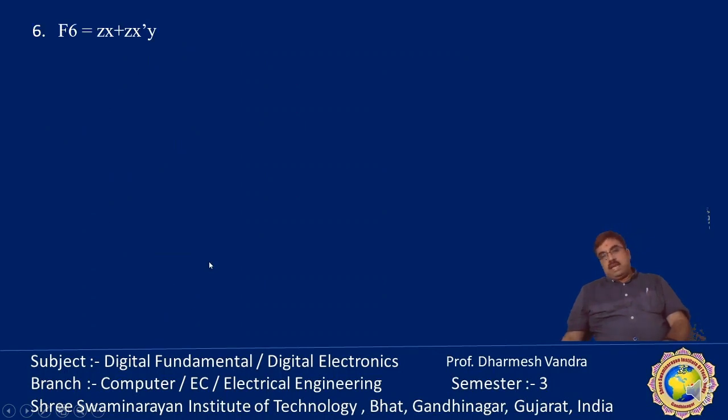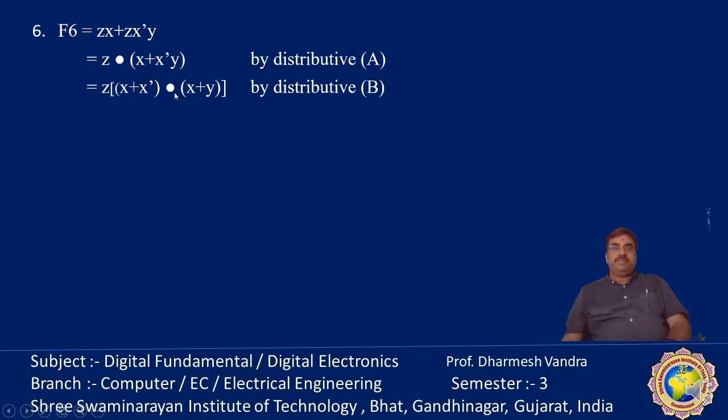Let's take one another, the sixth example. We have f6 is z x OR z x dash y. So how many variables are there? Three: x, y and z. And zx dash y. So z is common here, and the remaining function is distributive, as we applied the distributive law here. x OR x dash y is the inner part in the bracket. Now x OR x dash y we can expand with the help of distributive law b, so it will become x OR x dash, AND x OR y.